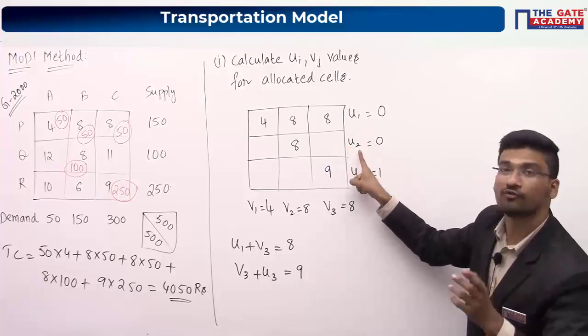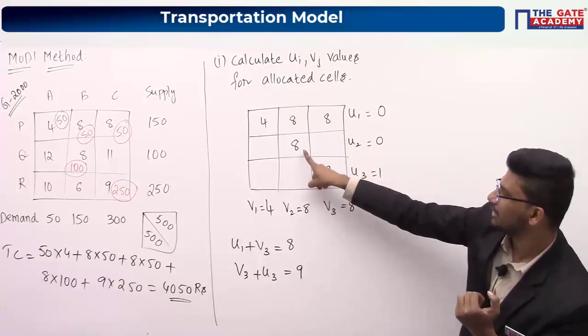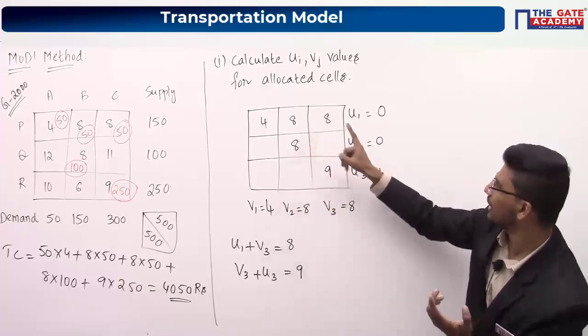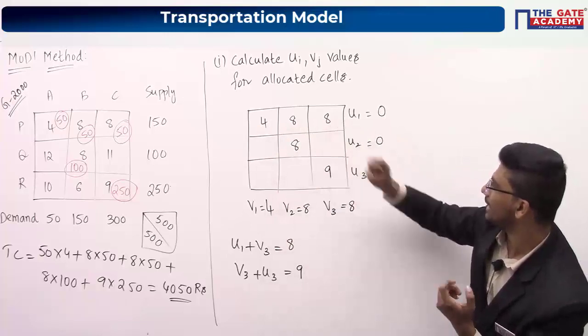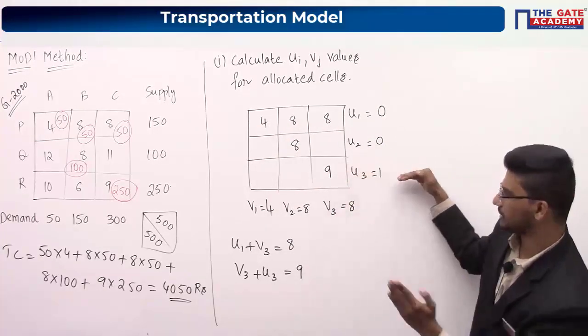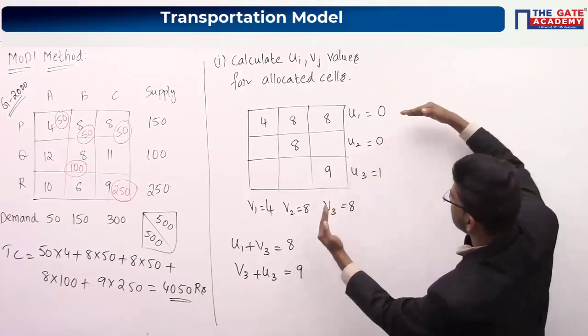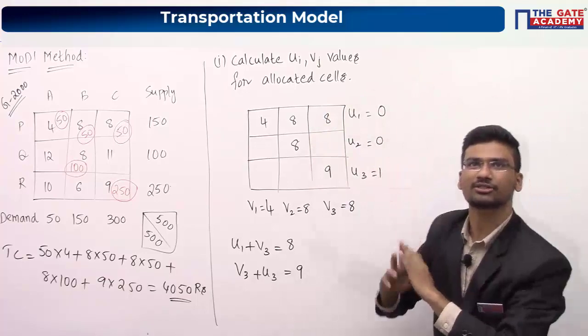So u2, how we got u2 as 0? See, it is 8 here. 0 plus 8, it should be 8. So you can check these values. 0 plus 4, it is 4. 0 plus 8, it is 8. Again 1 plus 8, it is 9. Intersection elements. Like this, intersection elements. So hope you have understood.